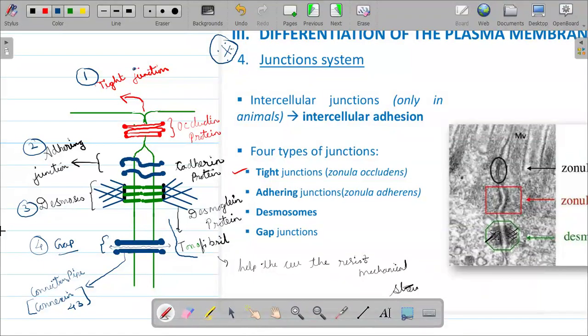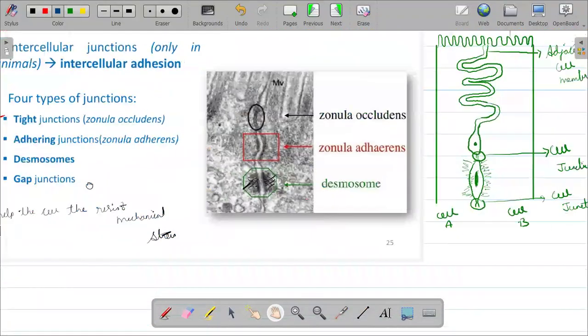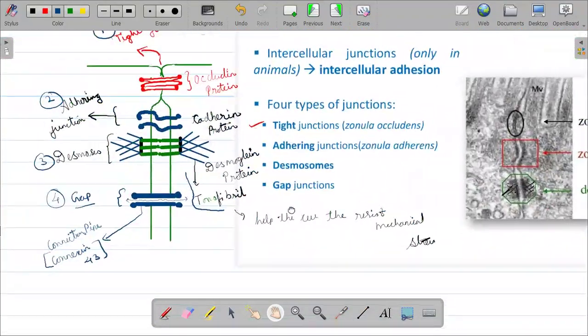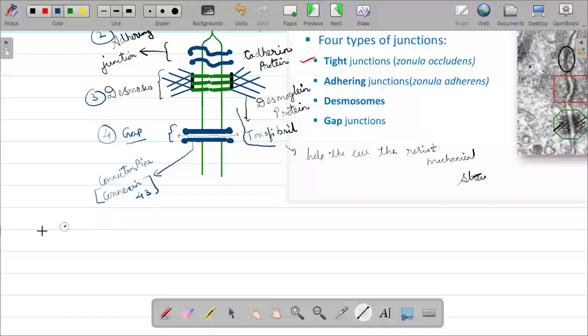Understood? Yes, sir. So if you want to know whether transport happens or not, I can tell you very easily. In case of the first junction, that is called tight junction, I think I can give you the points here. I'll type the points here for tight. Are you able to understand what is tight junction, right? Yes, sir.